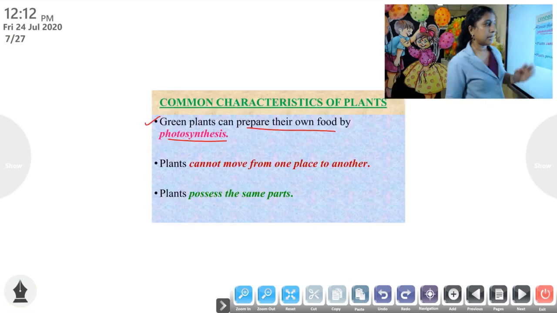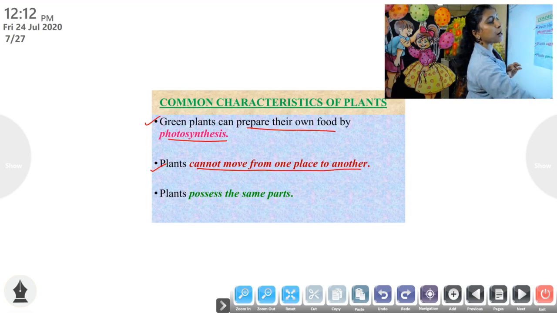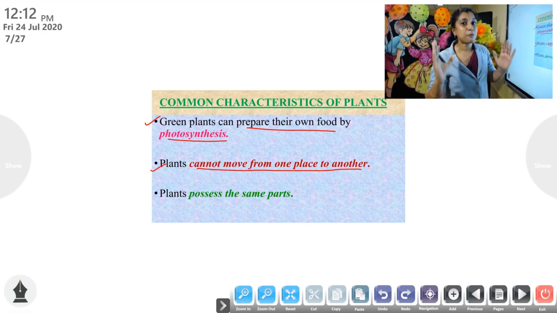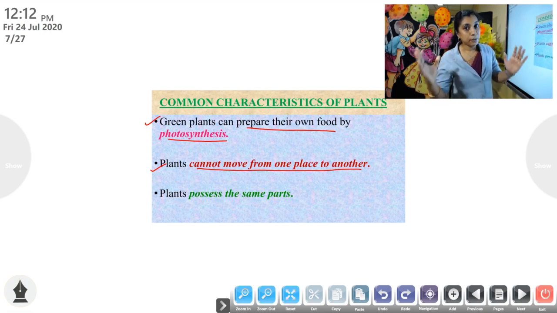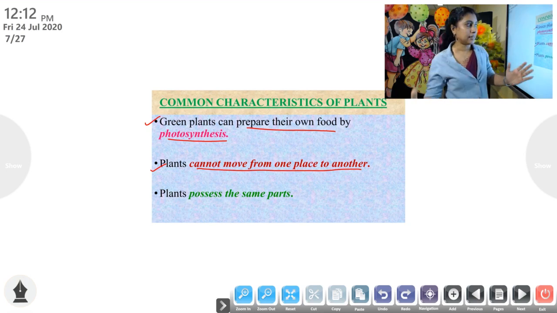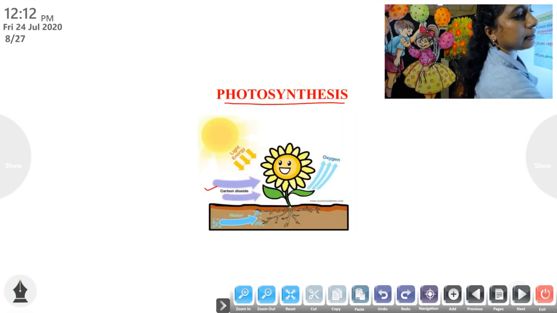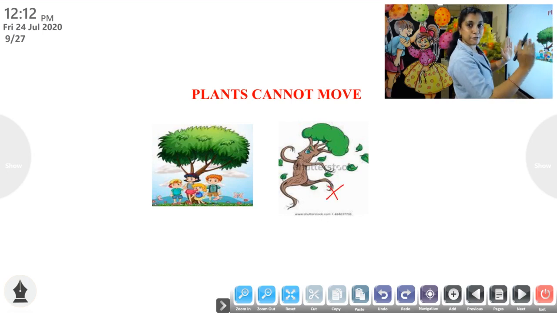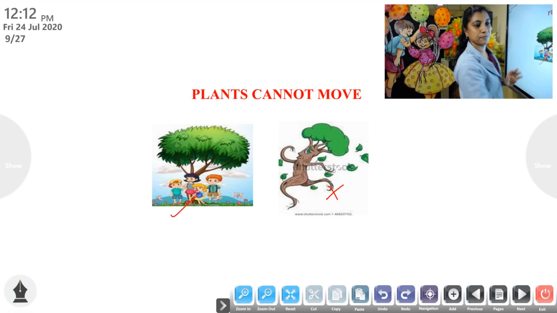Okay. Next feature. Plants cannot move from one place to another. You know that. What about animals? We know that animals can move from one place to another. Plants cannot move from one place to another. See the picture. Plants cannot move. They are fixed to the soil, right?